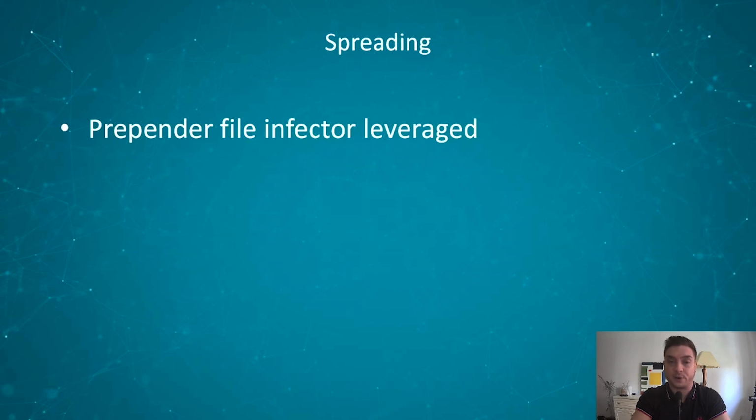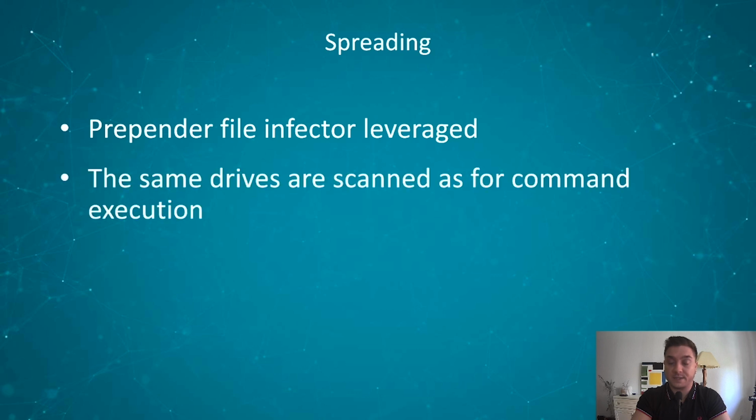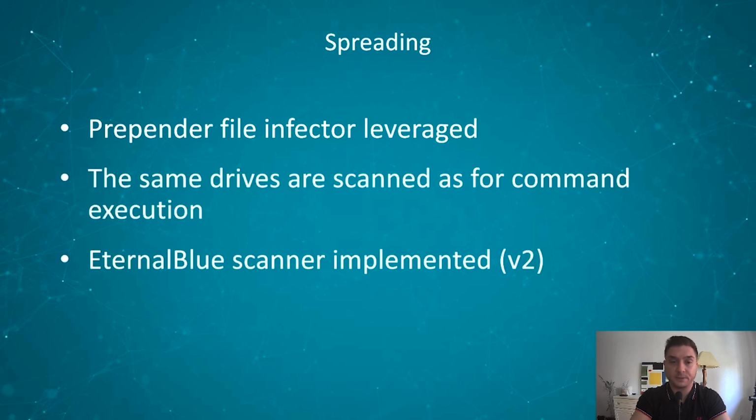Now we're going to talk about the spreading, which basically consists of a prepender file infector. There is a correlation between command execution and spreading capabilities in Ramsay, meaning that the same drives are attempted to be scanned in both. And this hints at how Ramsay might actually be used for lateral movement.